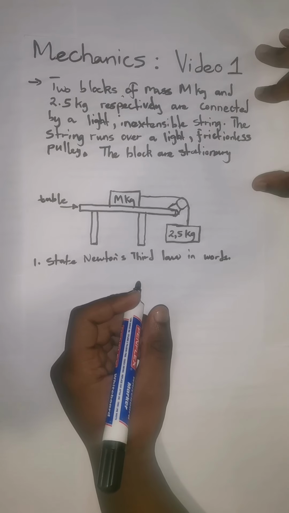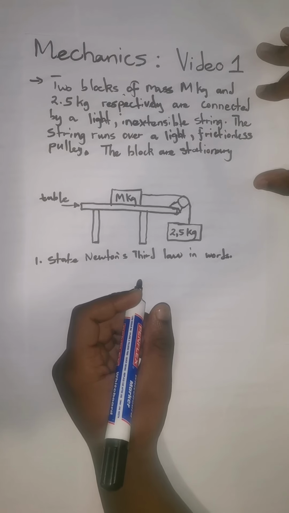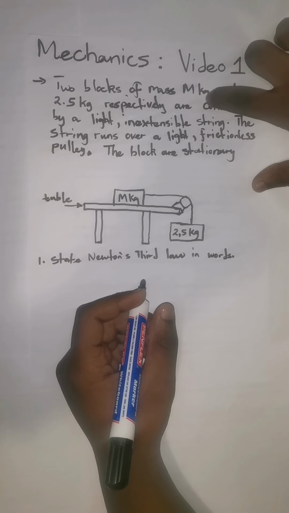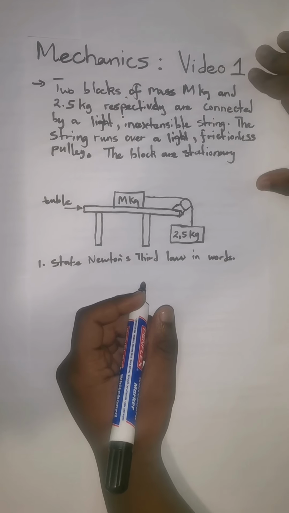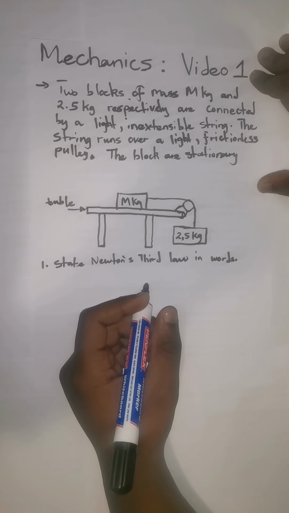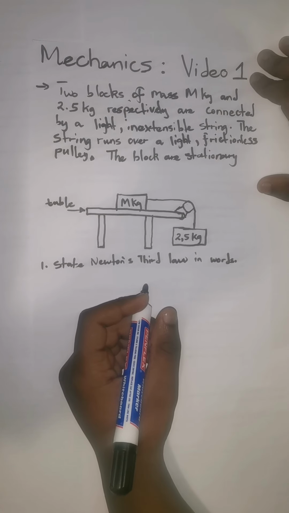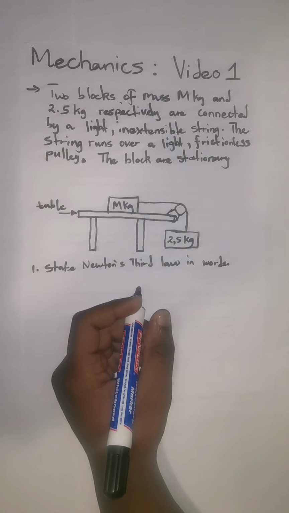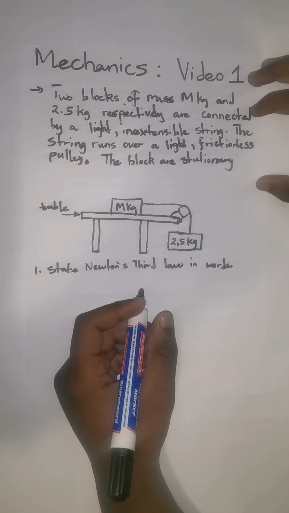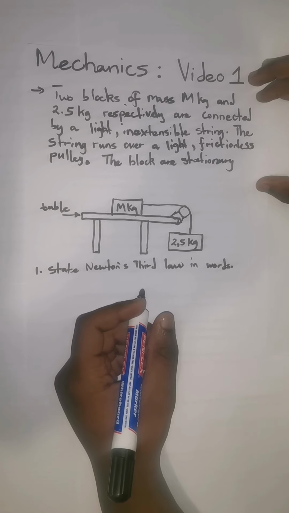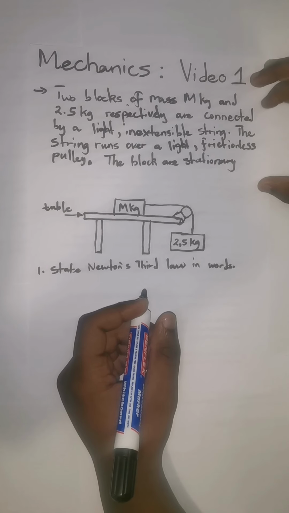So we're told that two blocks of mass m kg, so this m actually means that it's a variable, it can be any mass, right? And 2.5 kg respectively are connected by a light inextensible string. So this just means that the string does not stretch, the force is maintained throughout the entire string, and that the string runs over a light frictionless pulley.